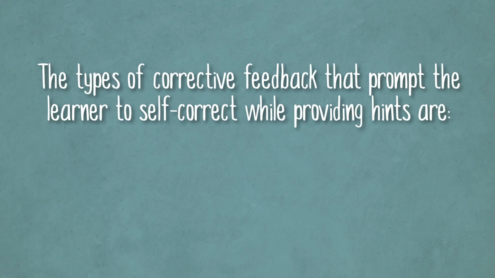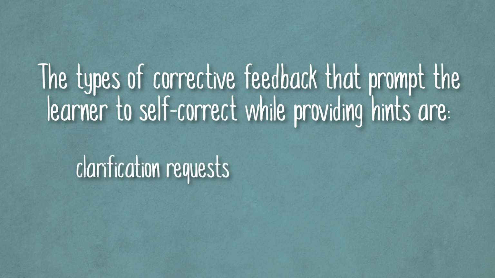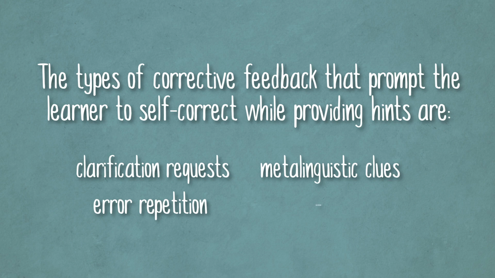The types of corrective feedback that prompt the learner to self-correct while providing hints are clarification requests, error repetition, metalinguistic clues, and elicitation. When using clarification requests, the teacher pretends to not have understood. Is there anything maybe you need to ask me?